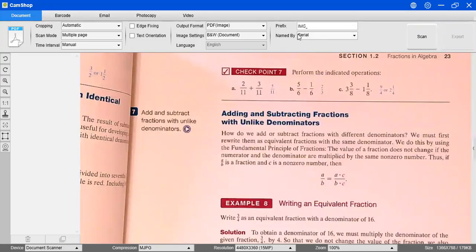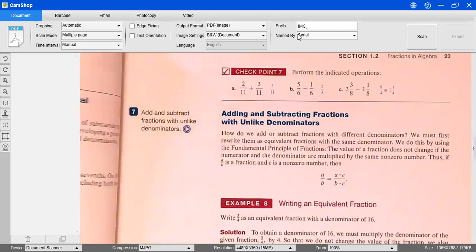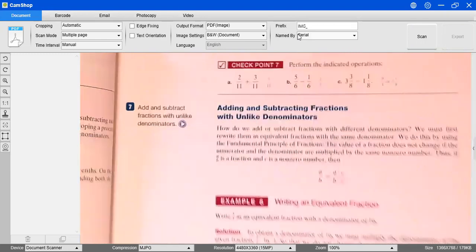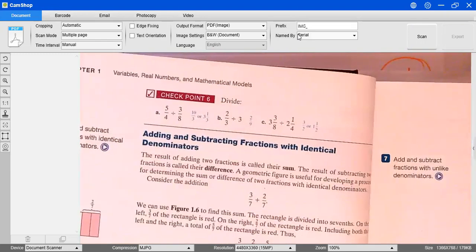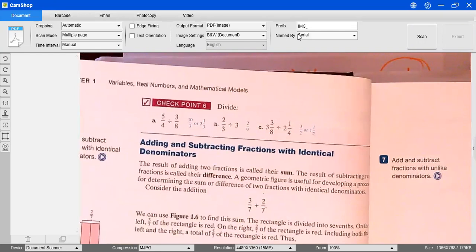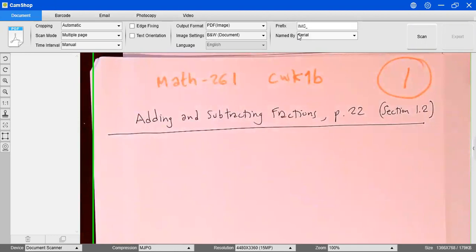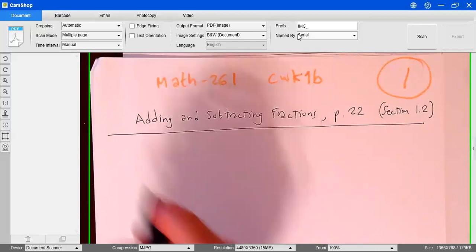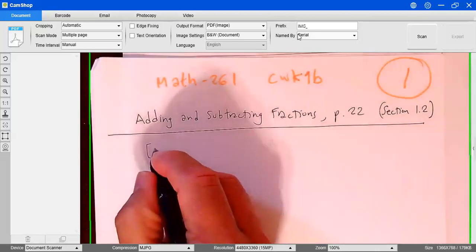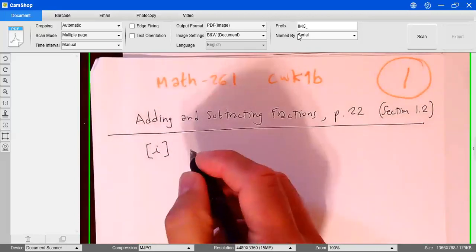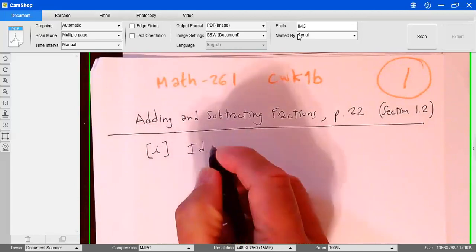We're going to start the section that talks about adding and subtracting fractions. We're going to start first with adding and subtracting fractions with identical denominators. That's on page 22 in your book. So we have two cases when we add and subtract fractions. The first case is going to be when you have identical denominators.